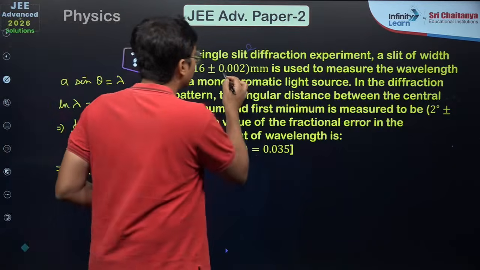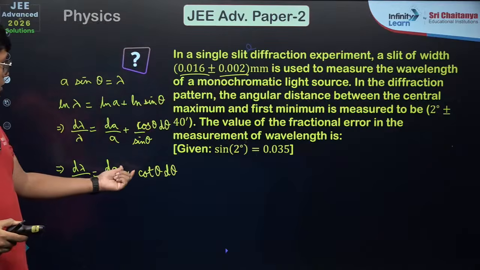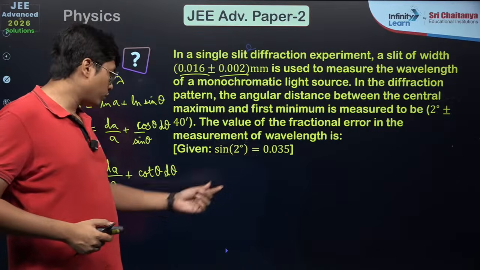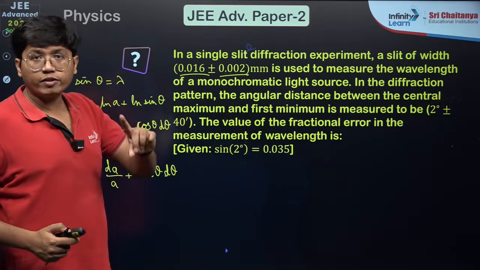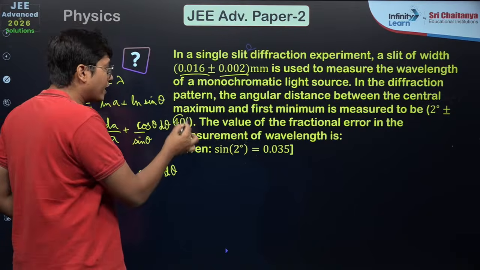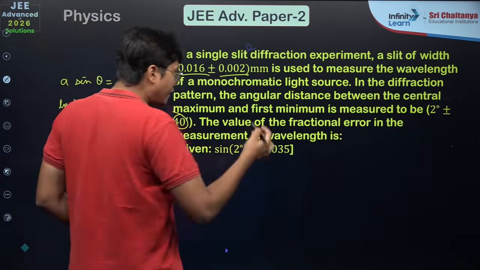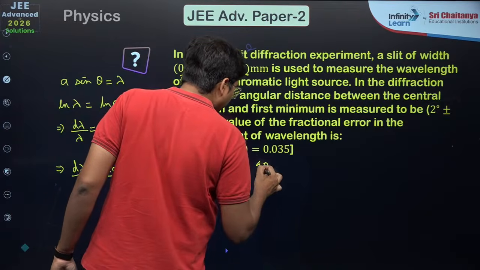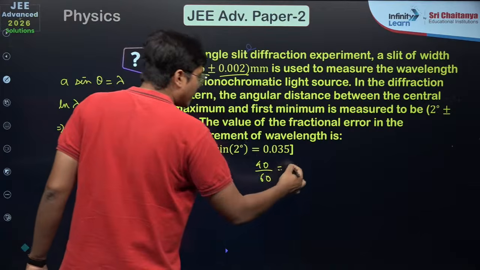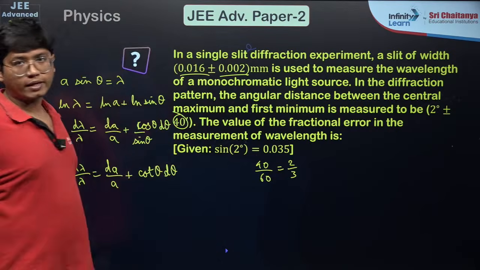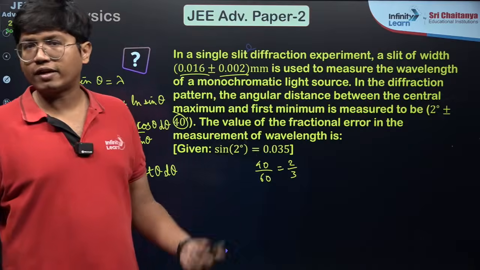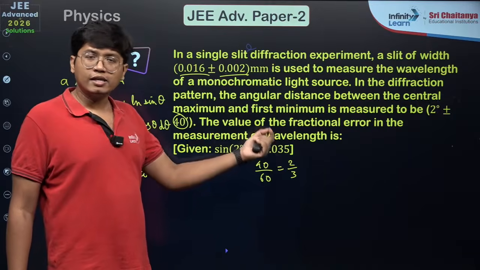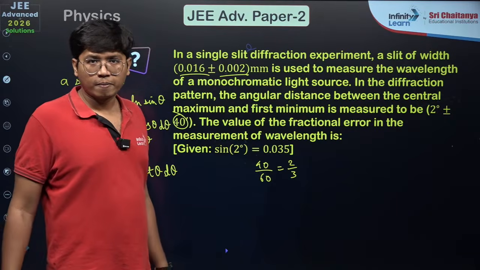Your dA is this, your A value is this, your cot theta you can get, since sine of 2 degrees is given, calculate what your cot theta would be. Put the cot theta. Be careful with what you put for the d theta. Don't put d theta as 40. You have to put d theta in terms of degree because this was in terms of degree. So what do you put over there? You put it as 40 by 60 of a degree. That's basically 2 by 3. That is the value that you plug in. Or convert it to radians if that feels more comfortable to you. That's the easiest way to proceed. Alright.